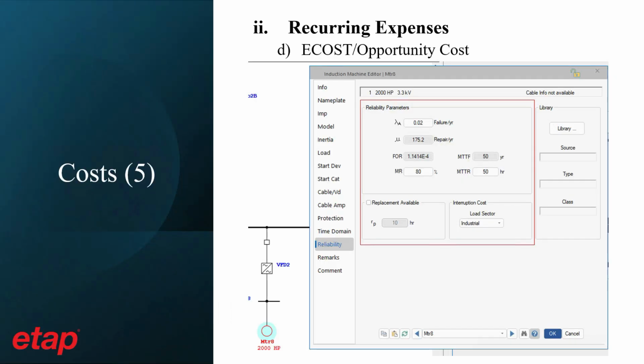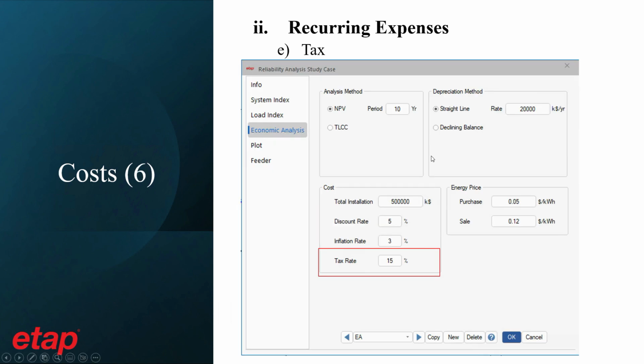So let's go back to the presentation again. The last type of cost that we consider in ETAP software is related with the taxes of the system. In general, different regions of the world may have different regulations for tax implication.